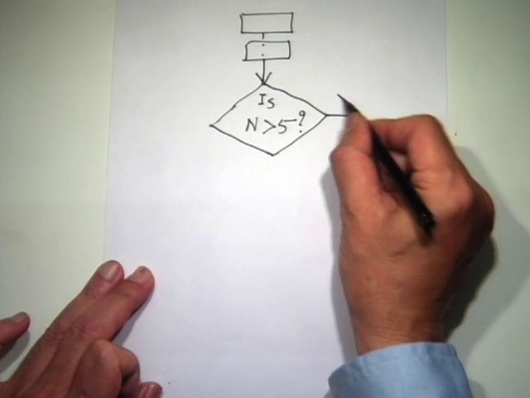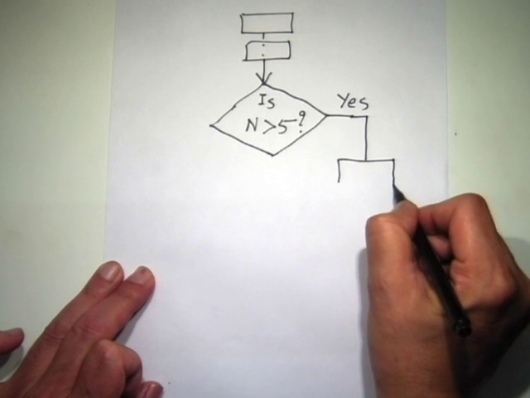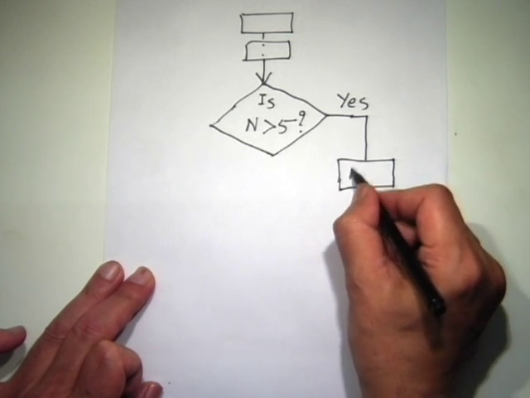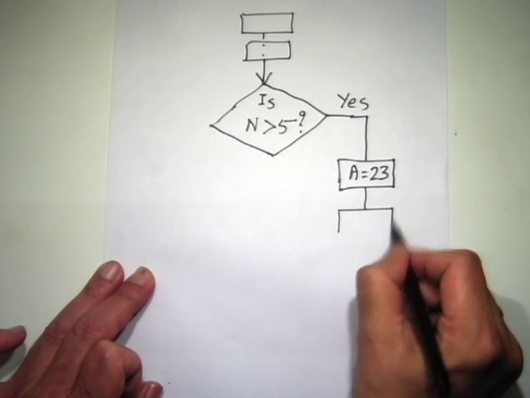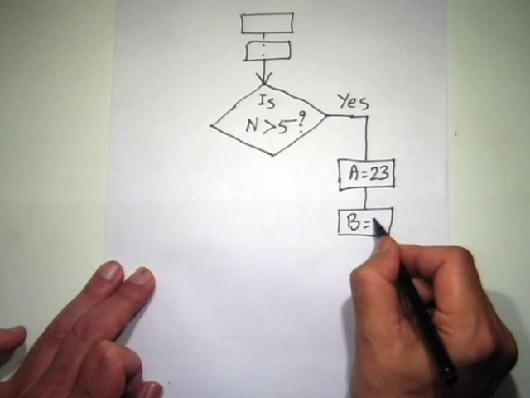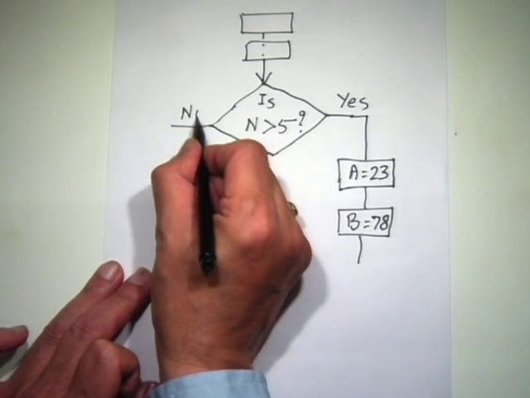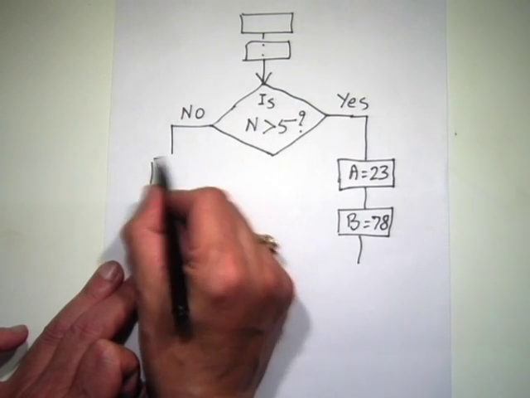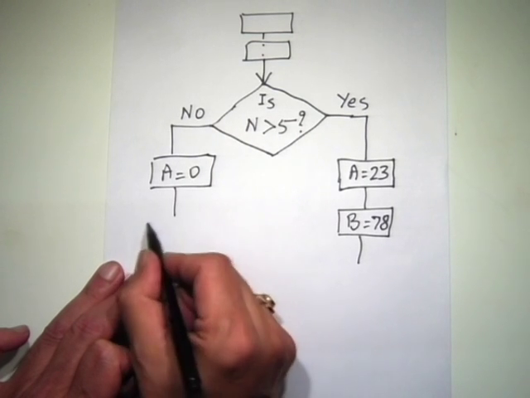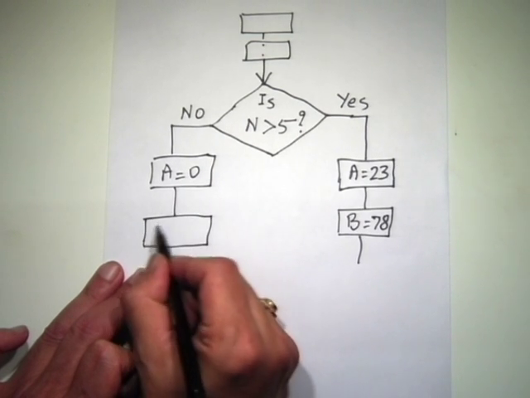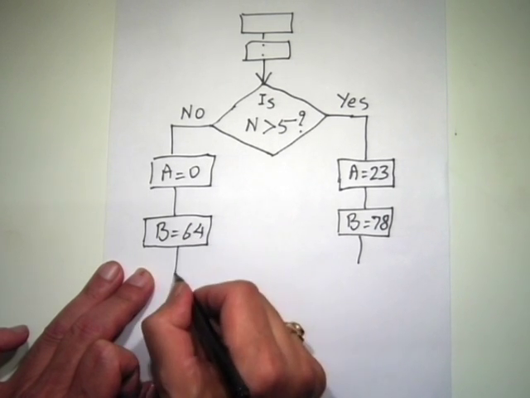If it says yes, then it will execute two instructions. Which were the two instructions? One would say A equal to 23, and the other would say B equal to 78. If the answer is no, Mr. Dumbo will say A equal to 0, and it will say B equal to 64.